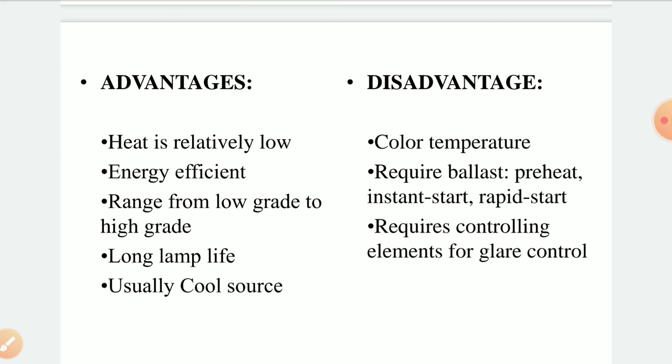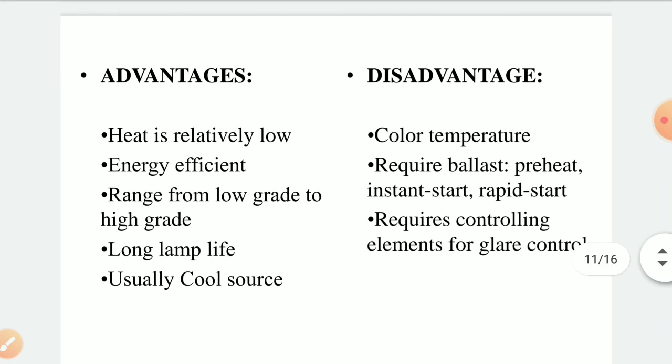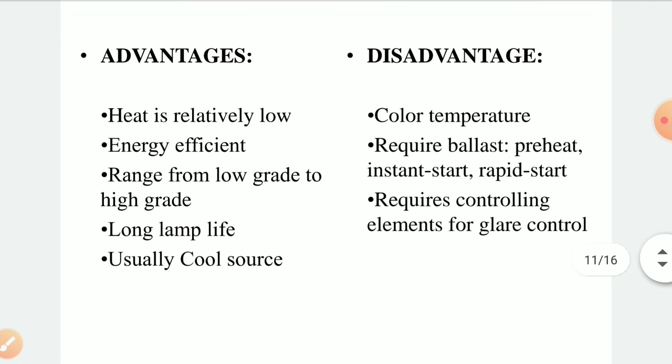Then long life: the lamp life is very long compared to the incandescent lamp. The incandescent lamp has up to 1000 hours, but this has 1500 to 8000 hours. So the lifespan of the fluorescent lamp is higher. It is also usually a cool source. In the case of the incandescent lamp, it produces heat radiation, but this is usually a cool type of lamp, so there is no heat produced. That is the advantages.